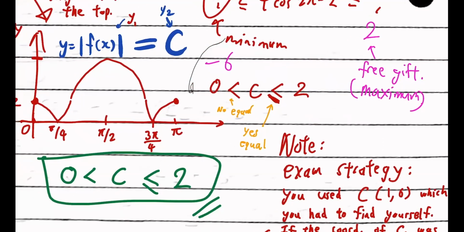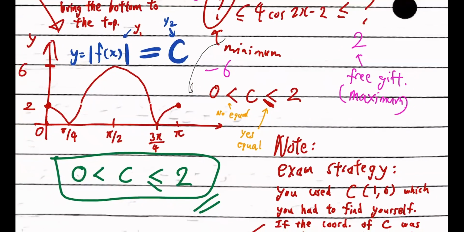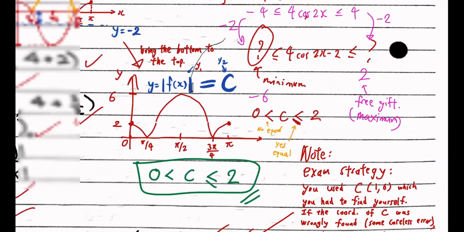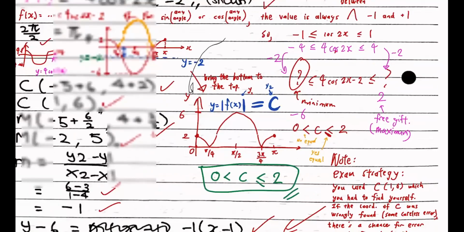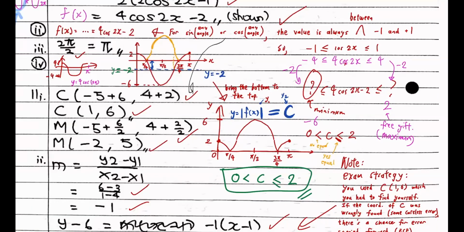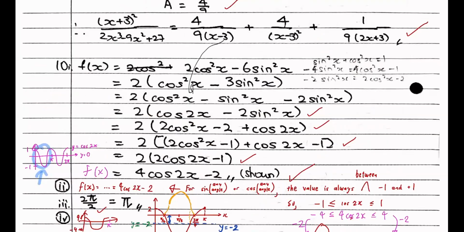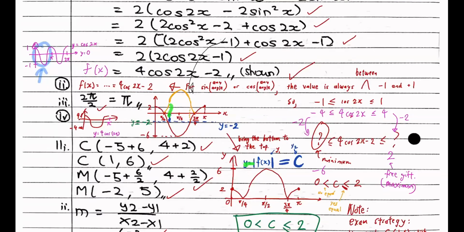Oh, this question is very difficult. Why? Because you need to know a lot of different concepts. You need to know trigo identity. You need to know how to do trigo graph drawing. Then you need to know modulus. And you need to understand the concept that the number of points of intersection is the same as the number of solutions. Then you need to know what's y equal to c.